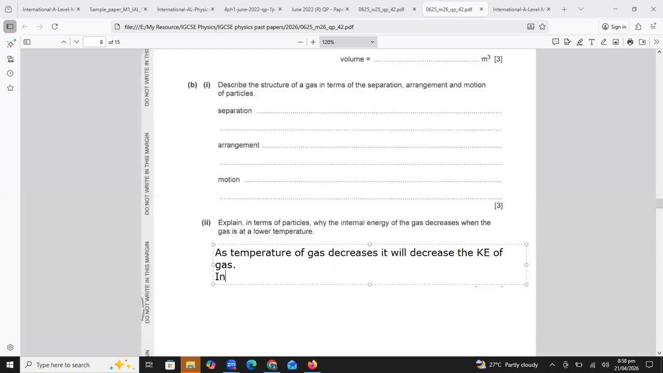Now we can write the next point. Internal energy of gas depends upon kinetic energy. All right, so as the kinetic energy will decrease, internal energy will also decrease. Clear, students? So, Alhamdulillah, we have completed 5 questions, I think so.